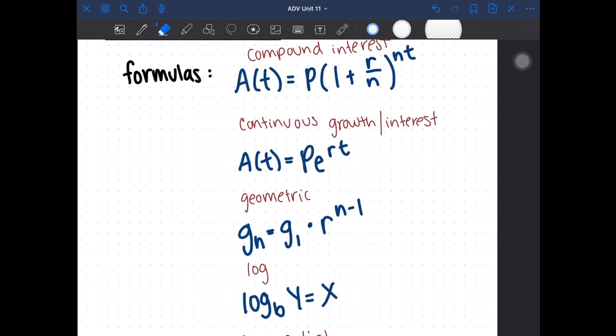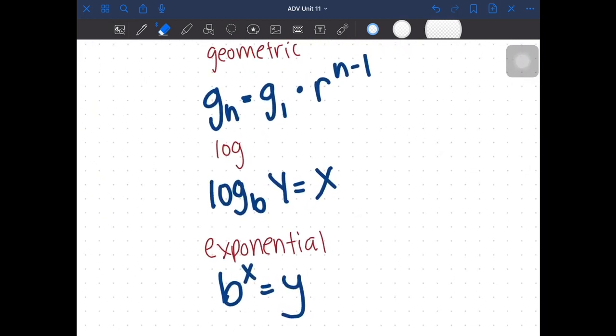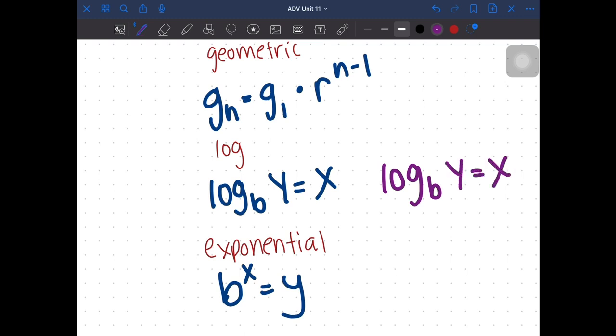The other big thing is coming down to your log and exponential. So this is log base b of y equals x, and this is b to the x equals y. One way that I like to remember this formula, I'm going to write it down again. Log base b of y is equal to x. I like to think about the b coming under the y.